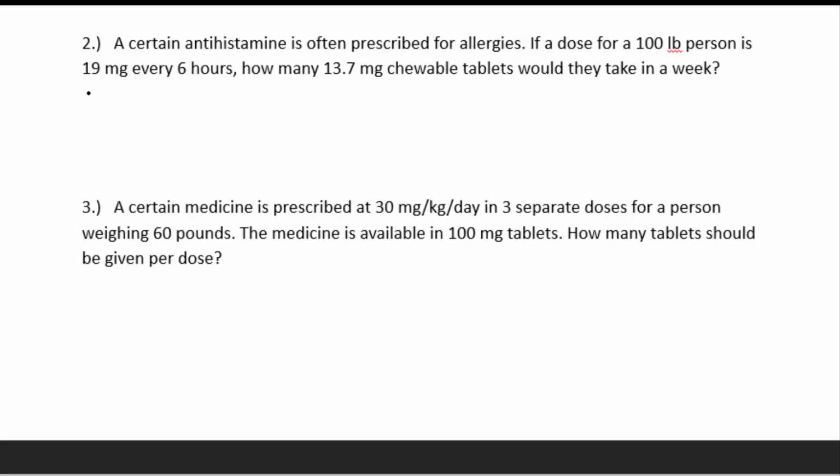Okay, so I'll get you started on 2 and 3. It says a certain antihistamine is prescribed for allergies. The dose for a 100-pound person is 19 milligrams every 6 hours. How many 13.7 milligram chewable tablets would they take in a week?